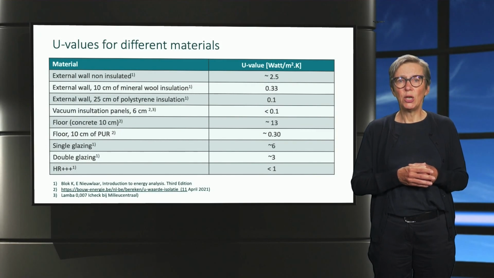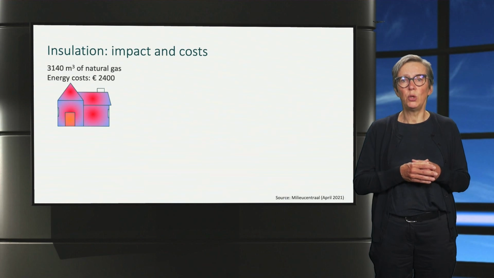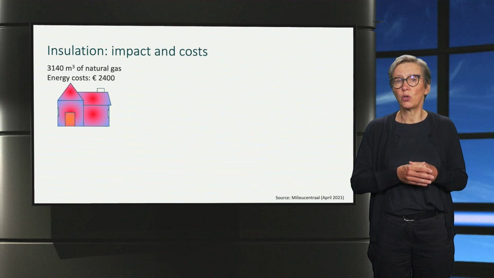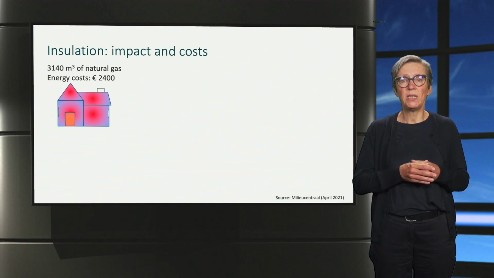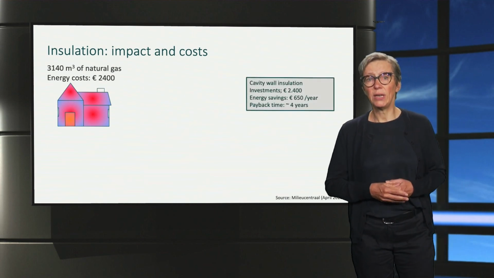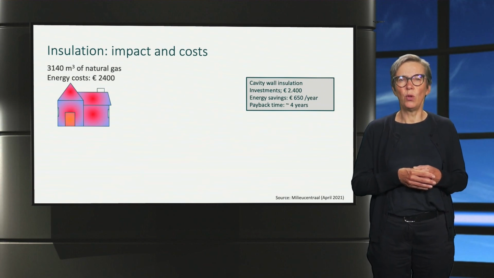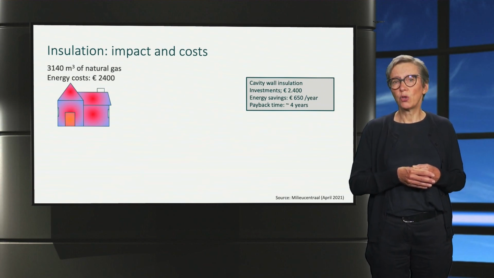To give you an idea about the expected impact of insulations, we take as an example a terrace house in our fictional city that is currently not insulated and consumes approximately 3,000 cubic meters of natural gas per year and has an annual gas bill of approximately 2,400 euros for space heating and hot water production. Now let's see if insulation can change this situation. We start with placing cavity wall insulation, saving approximately €650 per year.